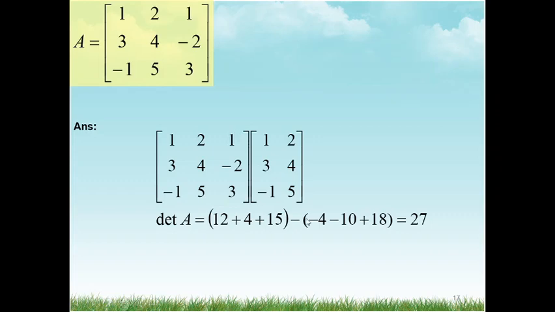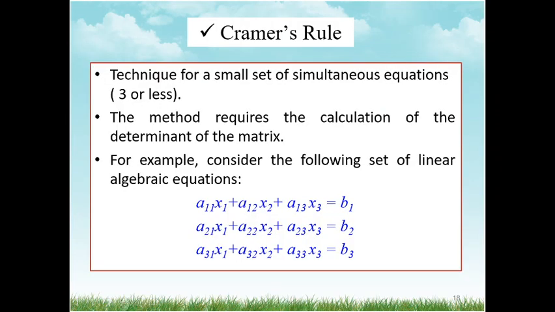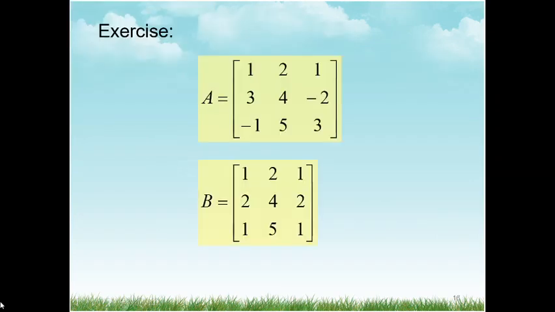And then we subtract with the diagonals in the opposite direction. So minus 1 times 4 times minus 1, we get minus 4, minus 1 times minus 2 times 5, we get minus 10, and so on. So the value of determinant A is 27. You can try out using the same approach with example B.